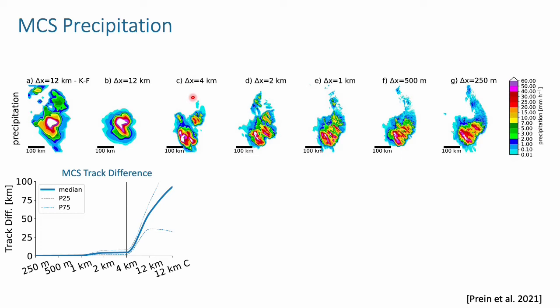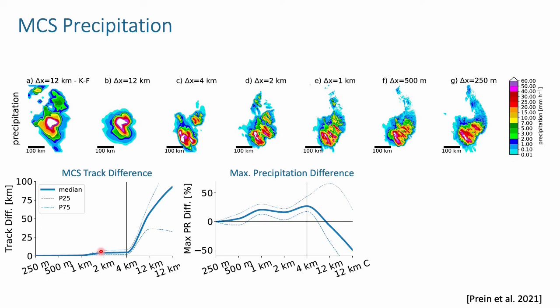For example, the track difference, if you compare how these systems track over time between the 250 meter simulation as a reference up to 4 kilometers, you can predict the track very, very well, but with 12 kilometers, no matter if you use a cumulus scheme or not, the track is fairly far off. So again, you see the step change. Once you go from 12 kilometer to 4 kilometer, you have a much better simulation.